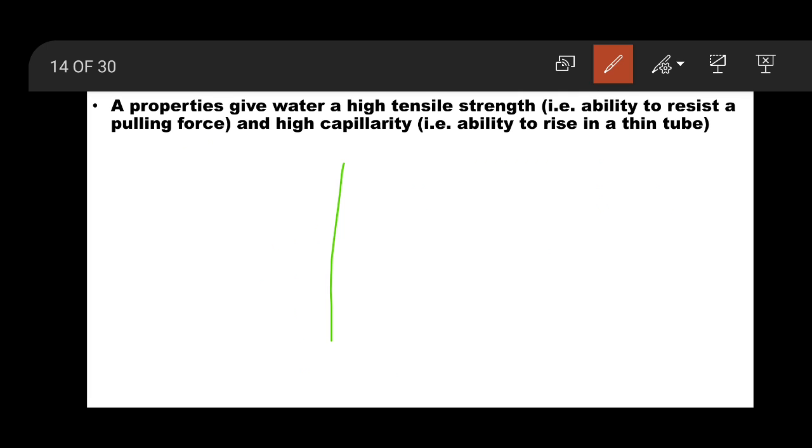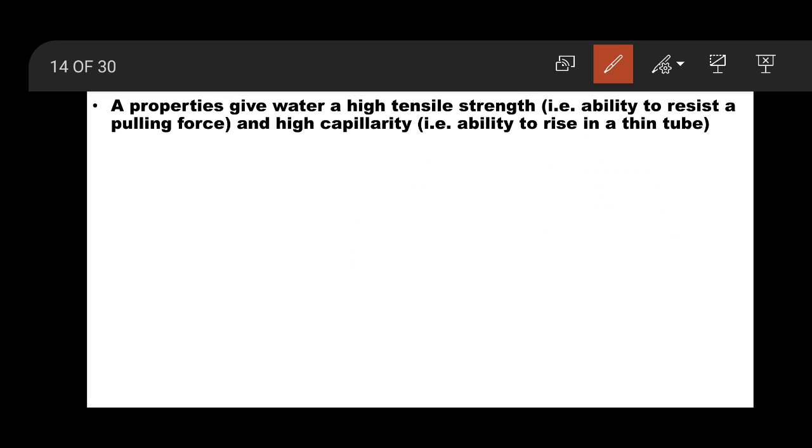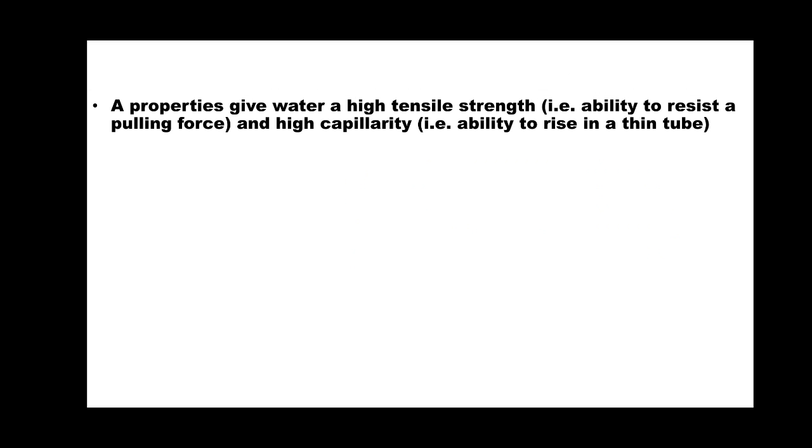column, rising in a thin tube. Suppose this is a beaker and I have taken water here. If I put a thin capillary into this, the water rises in this column. So this is the normal level and this is the increased level in the capillary. That is due to surface tension. That is a simple experiment in physics. Here that principle is applied in cohesion tension theory. So these properties give water a high capillarity and high tensile strength.